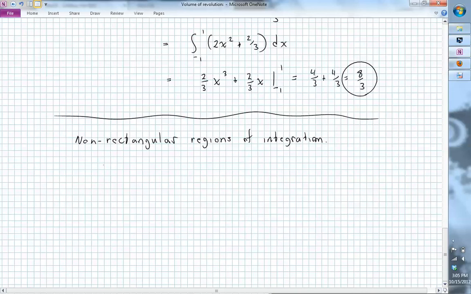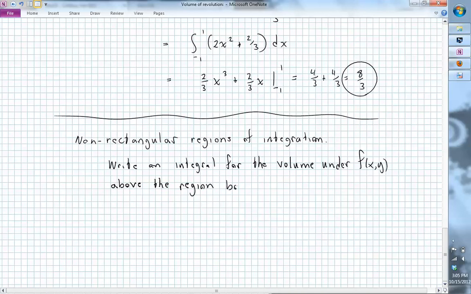Let's write an integral for the volume under f of x, y, above the region bounded by, and here comes a long list of stuff, x equals 0, y equals 0, y equals 1 minus x. You may have seen lists like this before. Does it evoke a certain kind of problem from Calc 2? Remember when you're trying to find the areas bounded by some curves? All of those skills that you developed doing those kinds of exercises are now back in play.